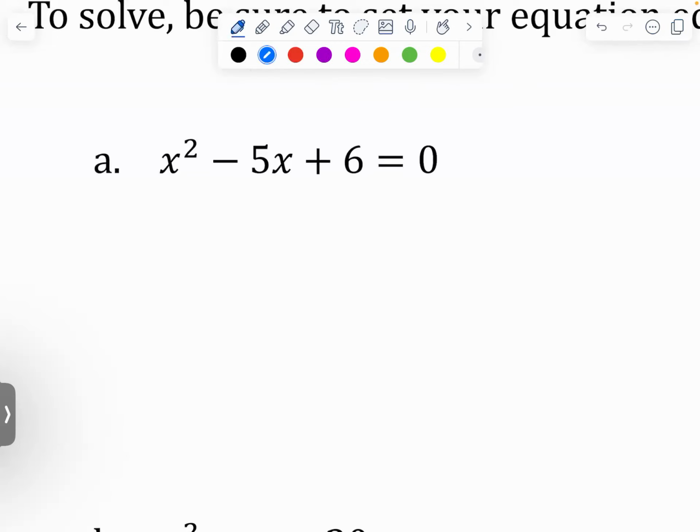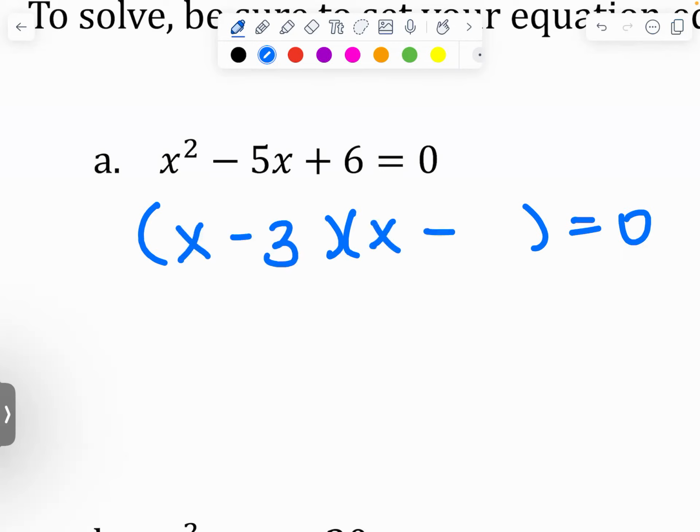Yes. So what we can do is we can factor it. Okay? Notice how this is a nice one because we have a 1x squared. So we can just do simple. What multiplies to +6 and adds to -5? So we have x minus 3 times x minus 2.